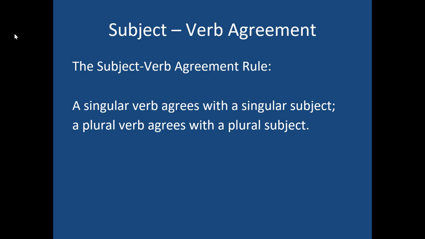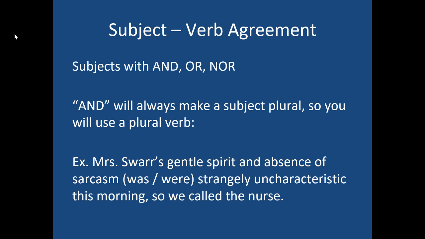Here we go. So the basic subject-verb agreement rule that we have is that a singular verb agrees with a singular subject and a plural verb agrees with a plural subject, which makes a heck of a lot of sense. So when we come across subjects that have an and or an or a nor, that can be a little tricky. So think about how the word and is like a plus sign. So therefore, when you use the word and, you make a subject plural. Even sometimes when it doesn't sound like it's plural, it really is plural. So you will always use a plural verb.